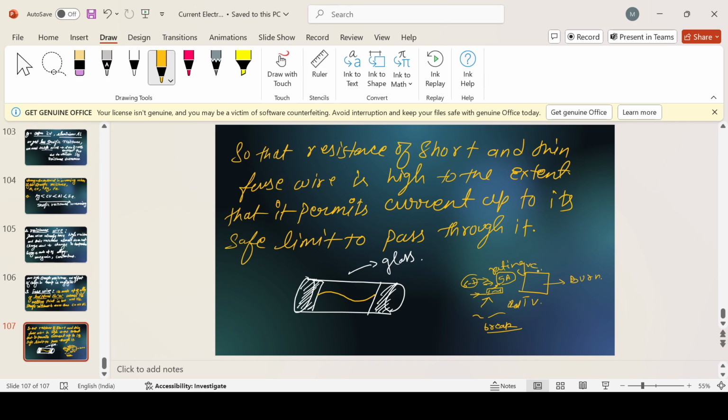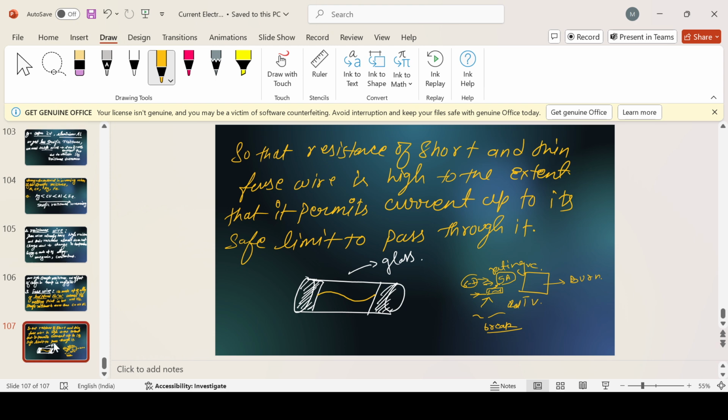Getting my point? If more than the rating value of current flows through the fuse wire, then it will melt and the wire will break. Now because of which your circuit stops, and your TV, or whatever costly appliance you have connected, is saved from getting damaged. Yes, sir. So it is a protective device and it is used in series connection. Any doubt anyone? No. Yes, sir.